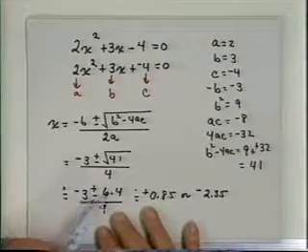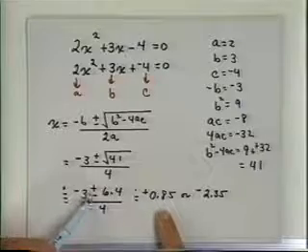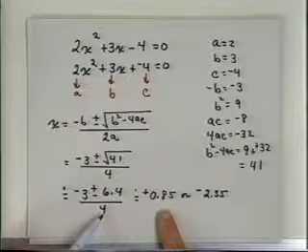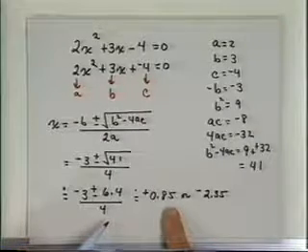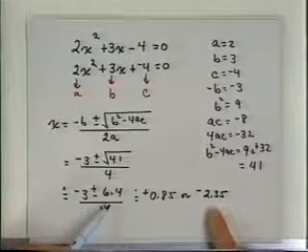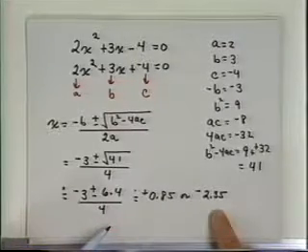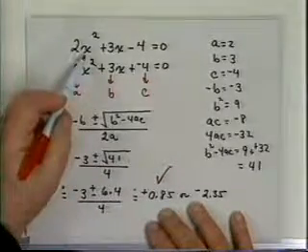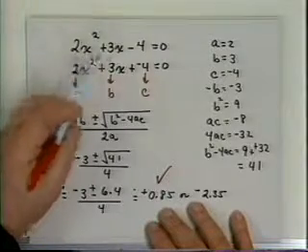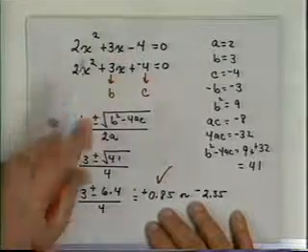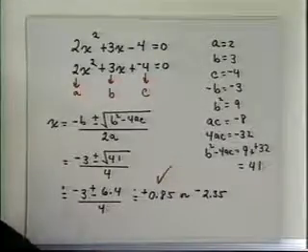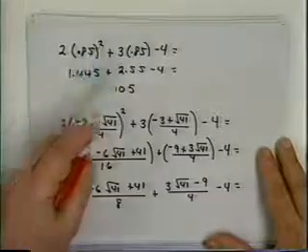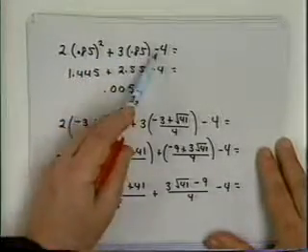So this would be negative 3 plus or minus 6.4 over 4. If I take the plus sign, I get negative 3 plus 6.4 over 4. That's 3.4 over 4, or 0.85. And if I take the negative sign, I get negative 9.4 over 4, which is negative 2.35. I won't check both of these, but let me check the 0.85. What I'm going to do is replace x by 0.85 here and here. So you see what's going to happen? I'm going to have 2 times 0.85 squared plus 3 times 0.85 minus 4.